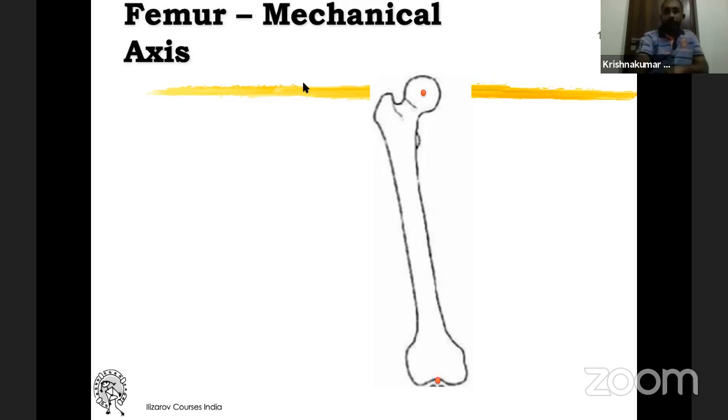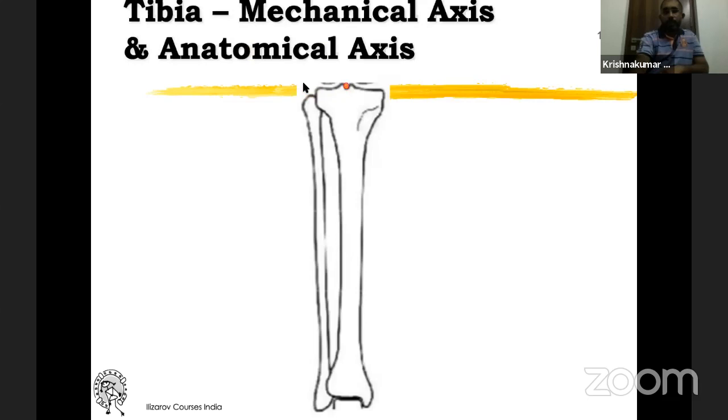So if you take the femur, it is the center of the head to the center of the condyles. That is the mechanical axis line of the femur. If you take the tibia, the mechanical axis goes from the center of the tibial, that is the midpoint of the tibial spine, to the center of the plafond. Now you have an anatomical axis also in the tibia, which is parallel to the mechanical axis. So when you are taking the tibia, the anatomical as well as the mechanical axis are almost the same.